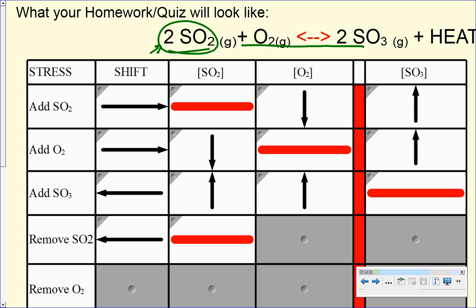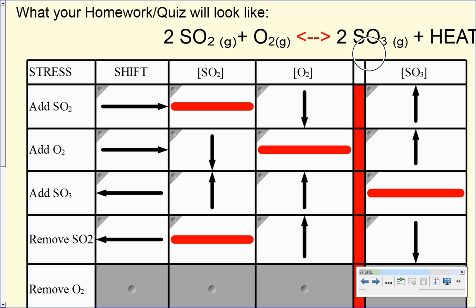Since I'm taking this SO2 out, it can't react with O2 to make SO3. So what really happens is the reverse reaction is favored because the SO3 is still breaking down and giving us SO2 and O2. So the amount of SO2 is going to begin to build up. I don't have any SO2 to react that with. And my amount of SO3 is going to decrease since I can't really make more SO3 since I'm taking SO2 out.